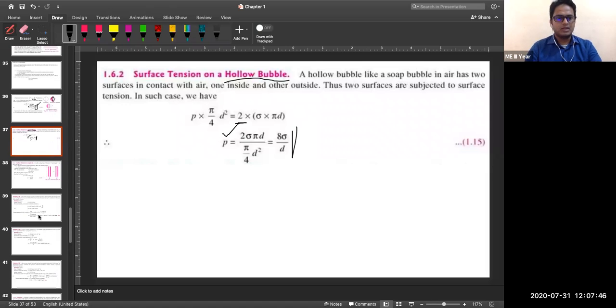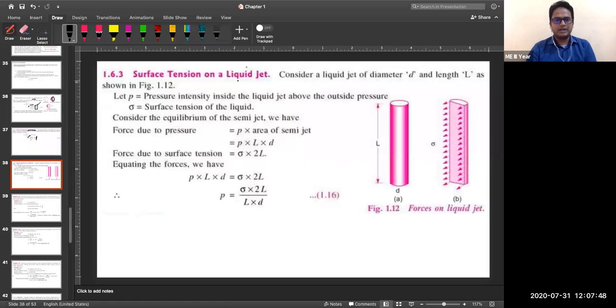Okay, now come to the liquid jet. For the liquid jet we have a rectangular cross section when you cut it. So the surface tension force you will get here as sigma into 2 into L, because the free surface is only on both sides across the length. You can see here the black lines. Okay, so 2 into length will give you your force due to the surface tension.